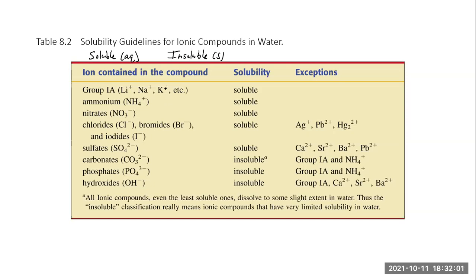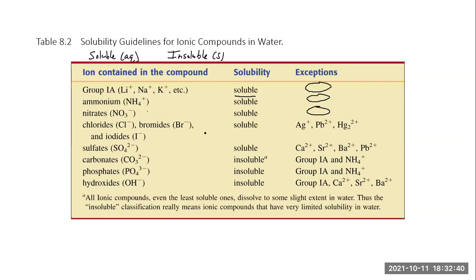Basically, anybody in group 1 on the periodic table, lithium, sodium, potassium, if you see that in an actual chemical formula, it is going to be soluble all the time. There are absolutely no exceptions, which means you're good to go. As soon as you see one of those in there, you can put the aqueous symbol next to it. You'll know it's going to be a solution. It's going to be soluble. Same thing with ammonium. If it has NH4 in the formula, it will be soluble. Again, there's no exception. Nitrates as well. If you see NO3 in a formula, it will be soluble 100% of the time, no exceptions.